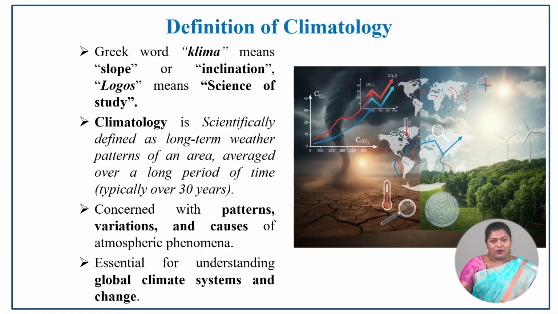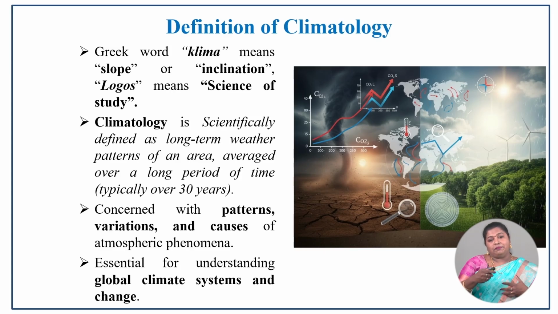In the previous slides, we have come across what is meant by geography, what the branches of geography are, and how it is important. But now, we will be dealing with climatology. The term climatology is derived from the Greek word klima. Klima means a slope or inclination of the Earth's surface, and logos means the science or study.